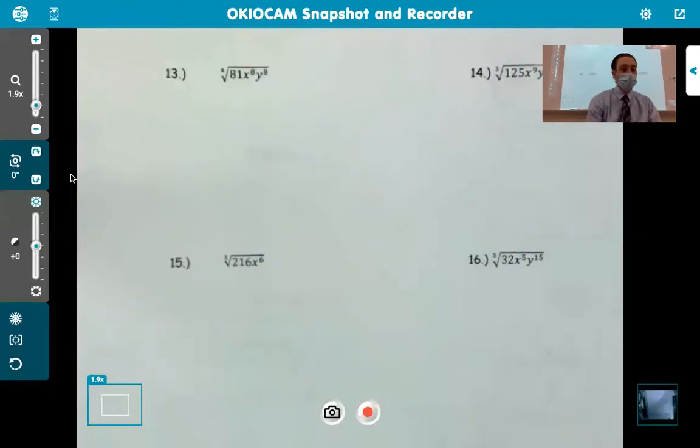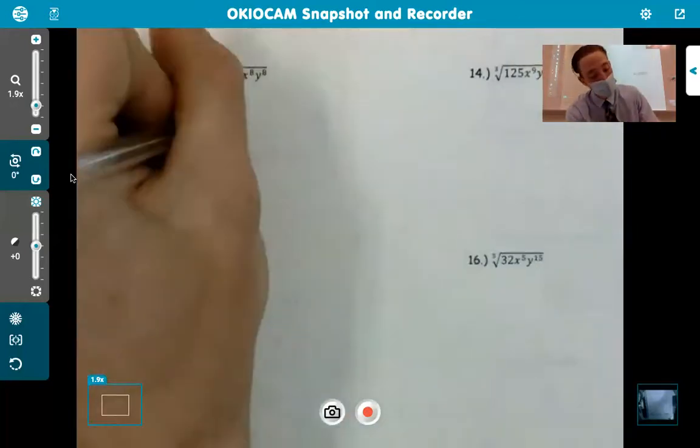All right, 13. What's my index? 4. Start with 81, right? Taking the 4th root of 81. What's the 4th root of 81? 3, right? We saw that back on the first page. 3 times 3 gives me 9, times 3 gives me 27, times 3 again gives me 81.